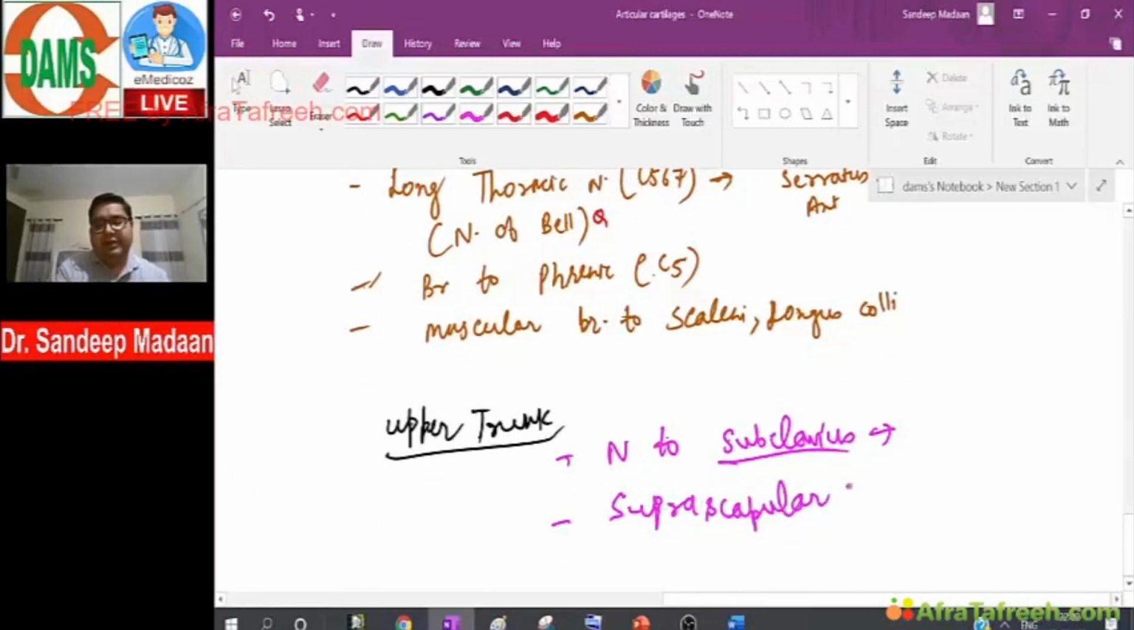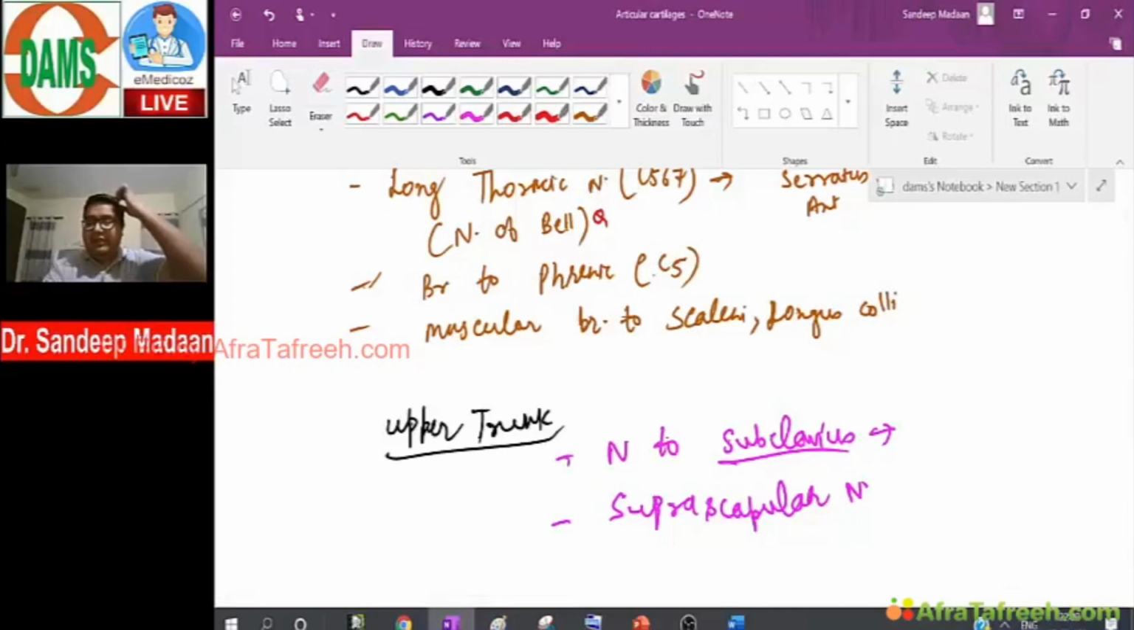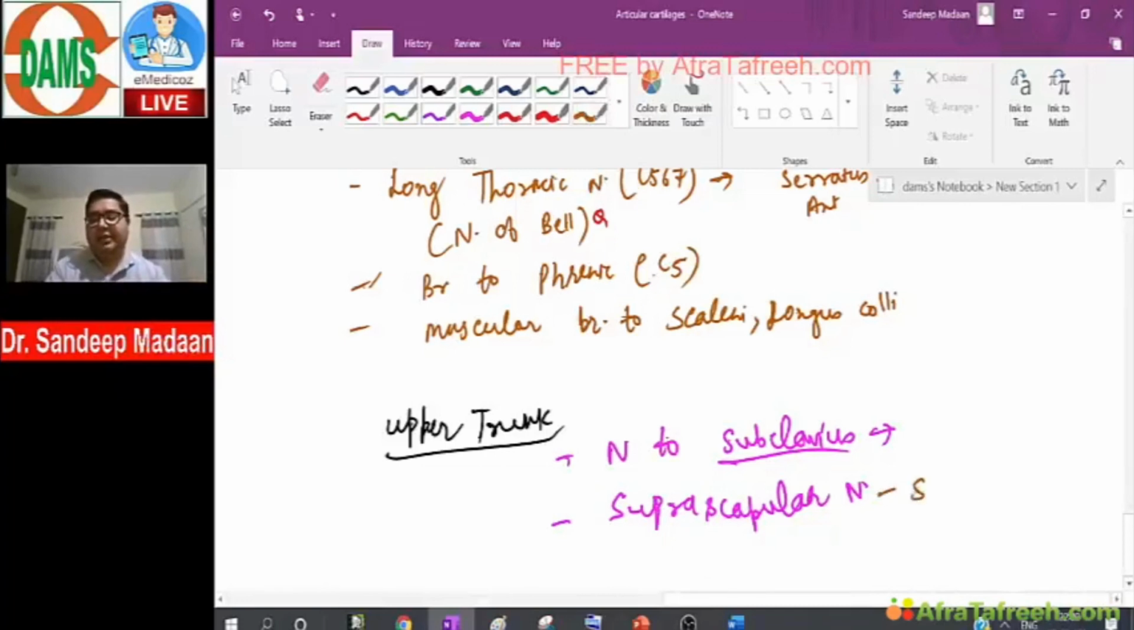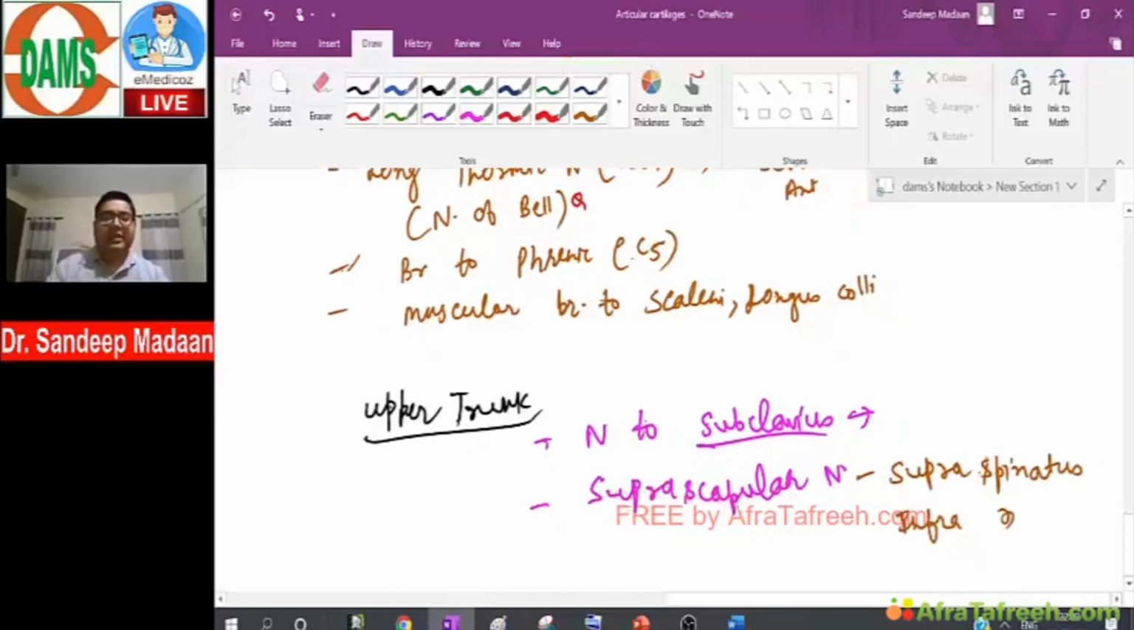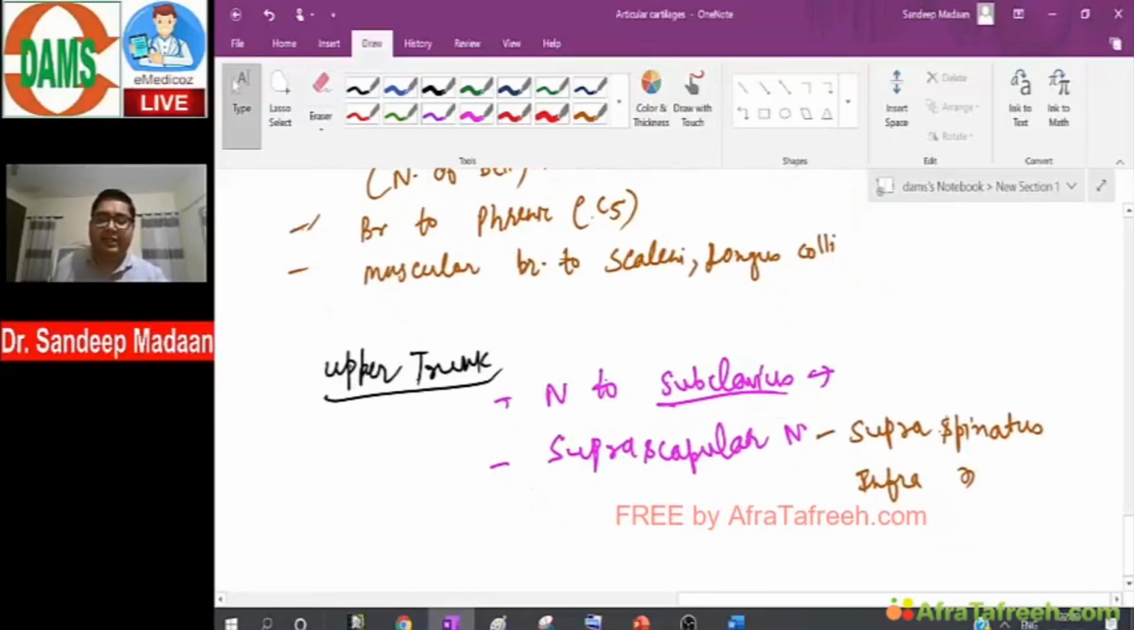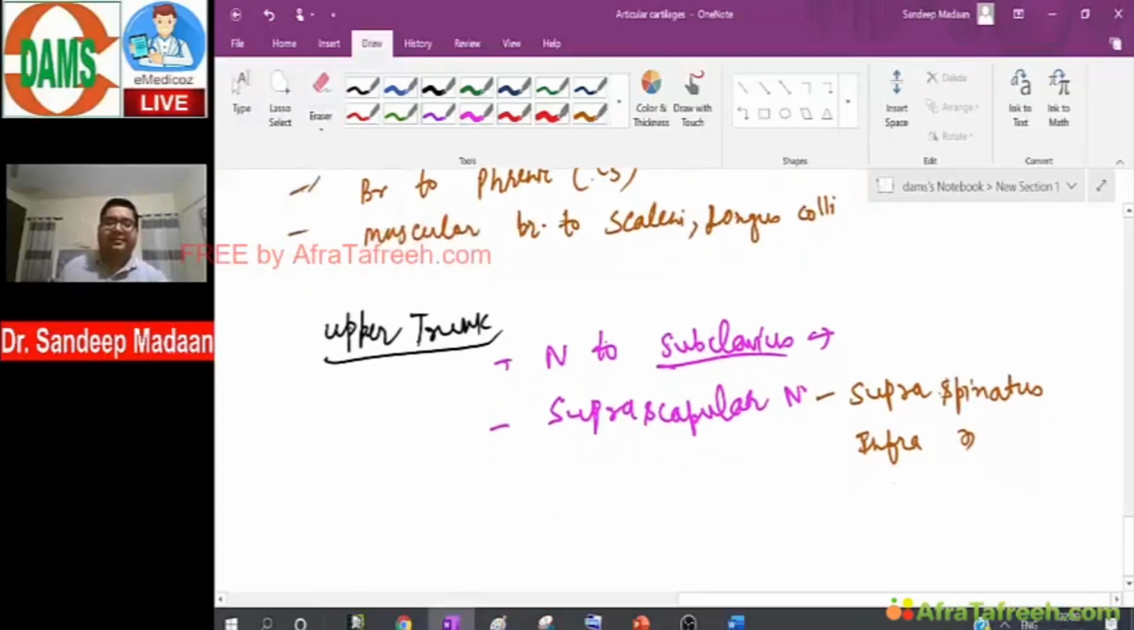Suprascapular means behind the scapula. Behind the scapula we have the spine. Above the spine we have a muscle called supraspinatus, and below the spine we have infraspinatus. So the muscles supplied by this nerve are supraspinatus and infraspinatus.